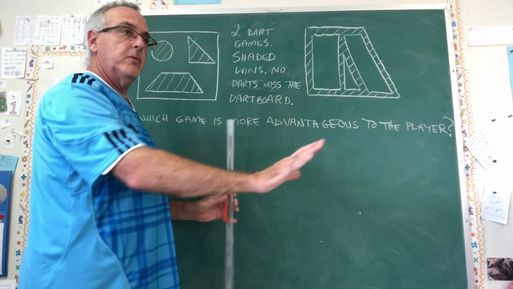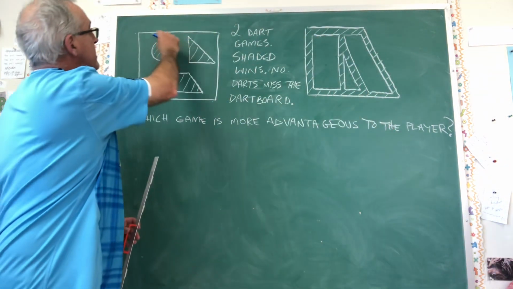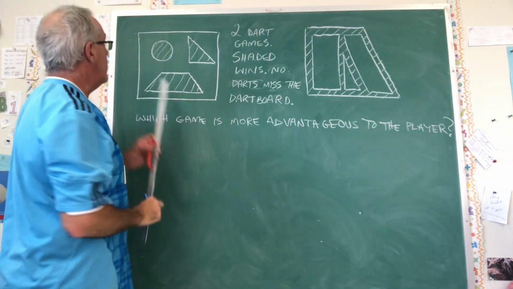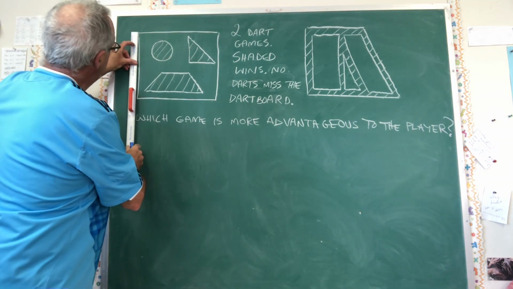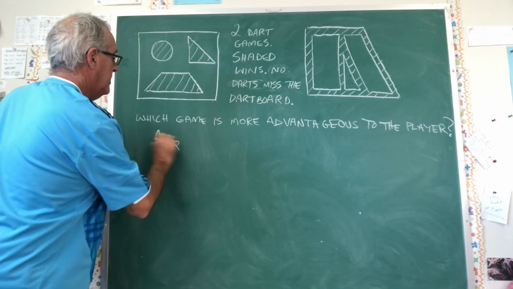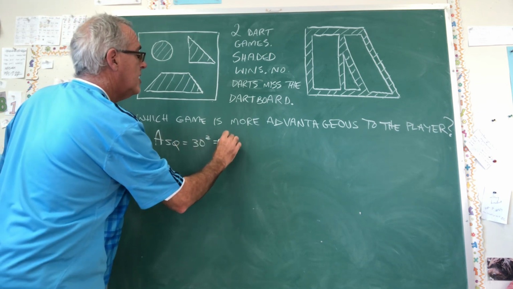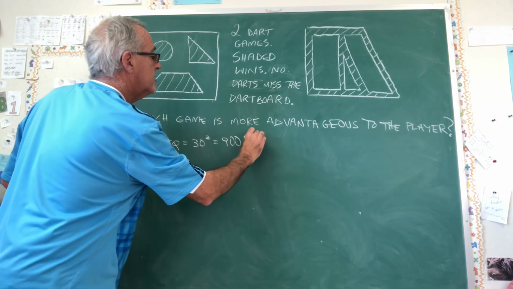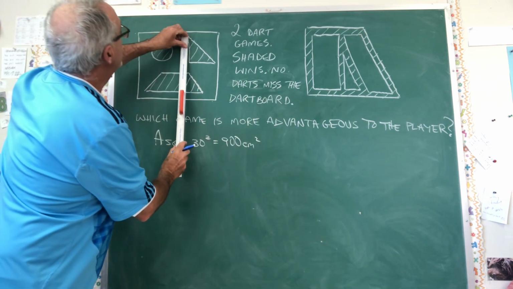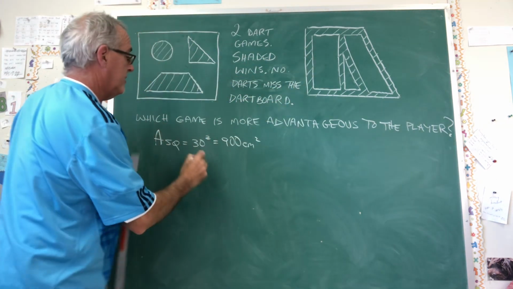Now, I drew this without using a ruler, so it's sloppy. So you're just going to have to take my word for it when I say that this big target is a square. So I'm going to do it all in centimeters. So the square is 30 centimeters per side, so it's 30 squared, so it's 900 square centimeters. This right triangle, 12 by 12.